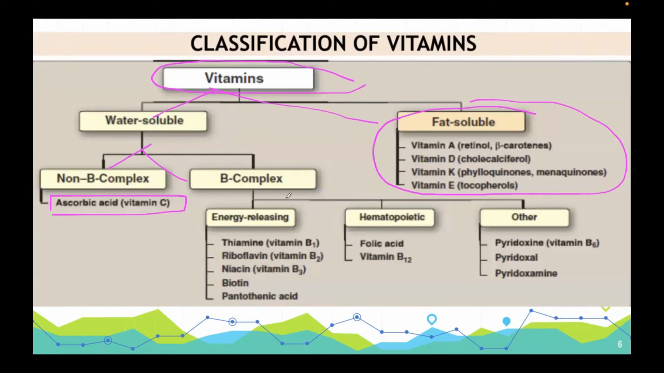Pero pag vitamin B complex, meron pa po tayong subdivision na naman. Pag vitamin B complex, that is under your water-soluble, it can be subdivided into energy-releasing. It can be subdivided into hematopoietic and other B complex. Okay, so ito po sila, pakikabisado po. Tapos, i-discuss natin sila isa-isa sa mga susunod nating slide.